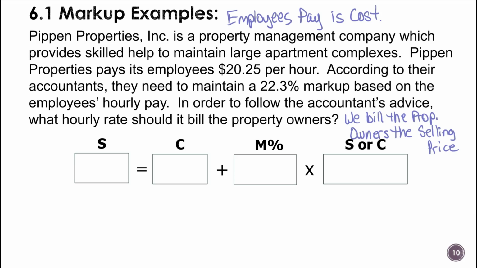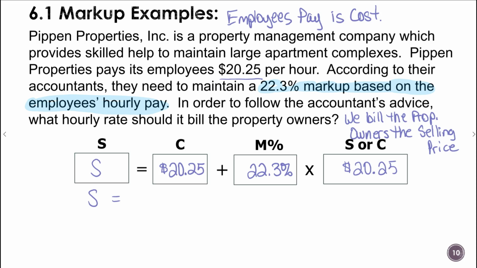So when you look at this, 20.25 is going to be cost because that's employees' pay. The markup percent is 22.3%. Now it says the markup is based on the employee's pay, right? So it's on cost, markup on cost. And since the markup is on cost and we happen to know the cost, we're going to put 20.25 in this box. And then it says, what hourly rate should it bill the property owners? Remember, that is selling price. So we're looking for selling price in this case.